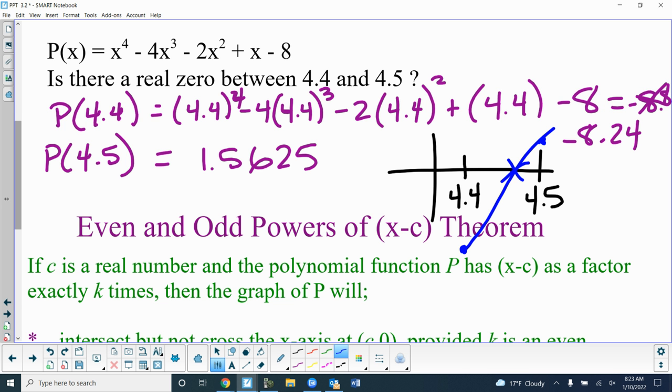Here's the question. Is there a real zero between? Oh, what was the first thing? That was just telling you this. So don't mess with it, don't worry about it.